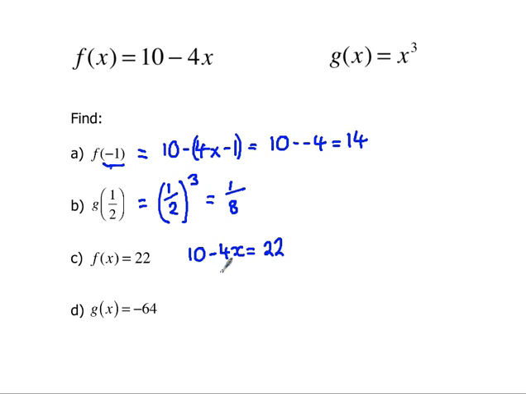So now we just need to solve this. If we take away the 10 from both sides, we get that minus 4x is 12, and therefore x must be -3. Similarly for the next one, this function when x went in gave us -64, but we also knew that when x went in we got x cubed. So we know that x cubed must be equal to -64. So the opposite of cubing something is a cube root, and the cube root of -64 is just -4.